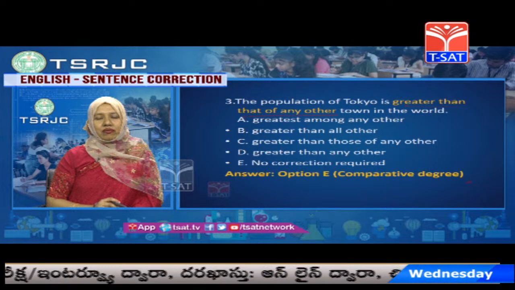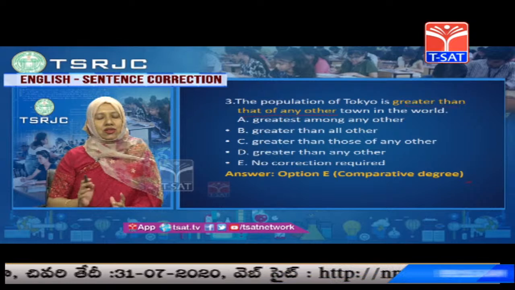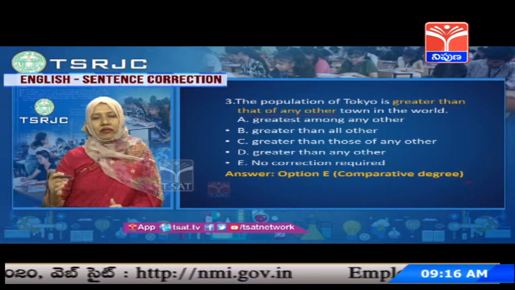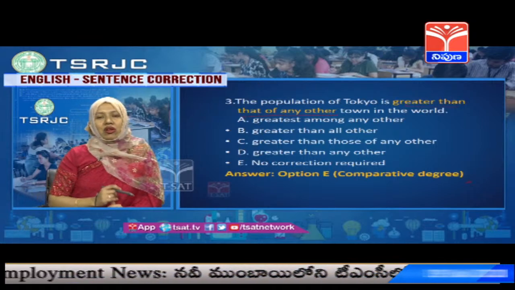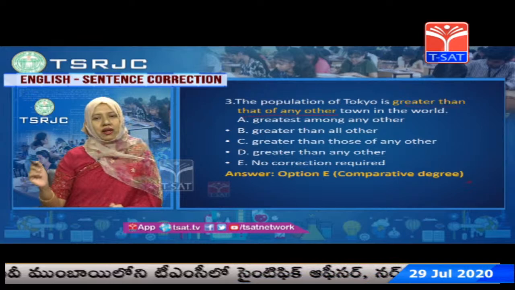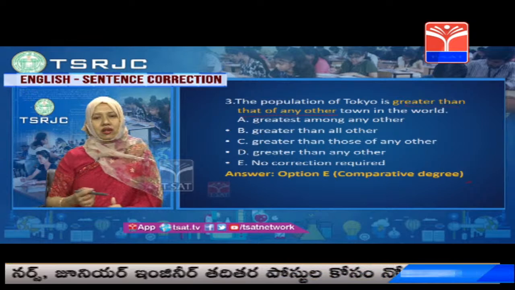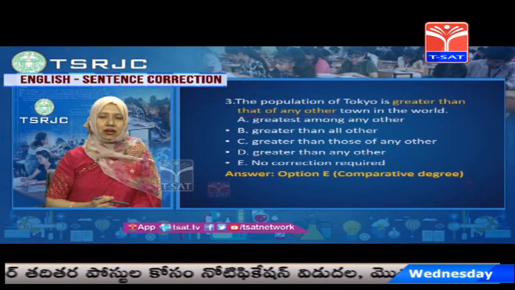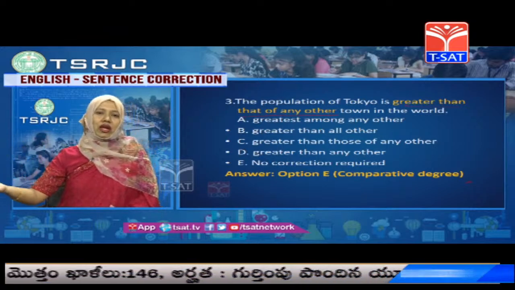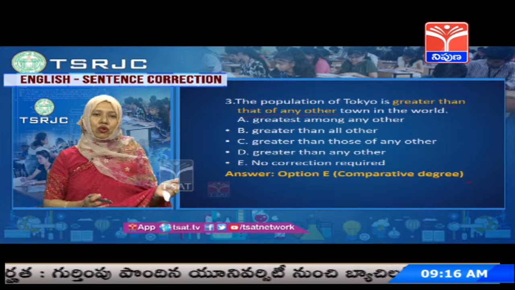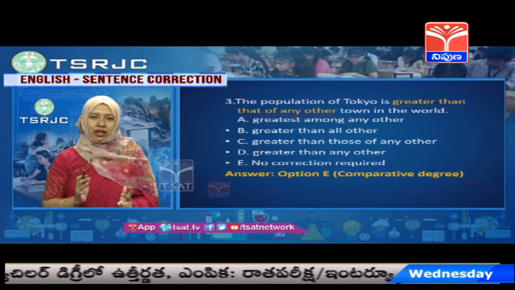Now, if we see in adjectives, comparative degrees, degrees of comparison, you have positive degree, you have comparative degree, you have superlative degree. In comparative degree, always the adjective is followed by than. Greater than, smaller than, shorter than, longer than, taller than, higher than. So, in this, the population of Tokyo is greater than that of any other town. So, you are comparing Tokyo with another town. There is no mistake here. The sentence is perfectly correct, grammatically correct.